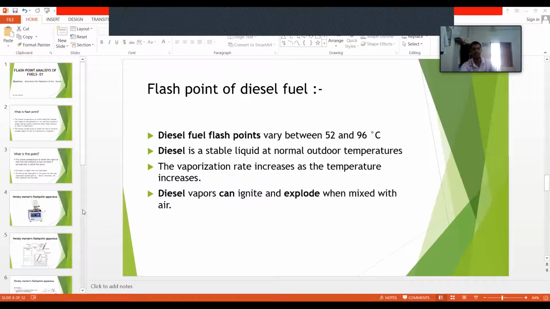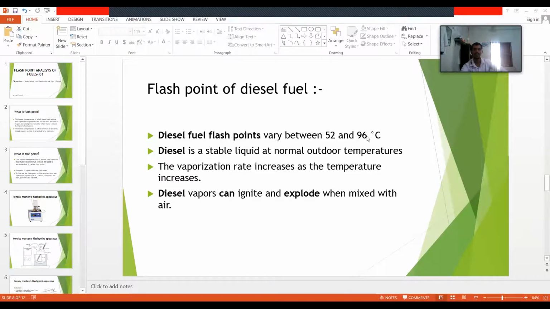So we know our flash point is between 52 and 96 degrees Celsius. So we found it out at 79 degrees Celsius.